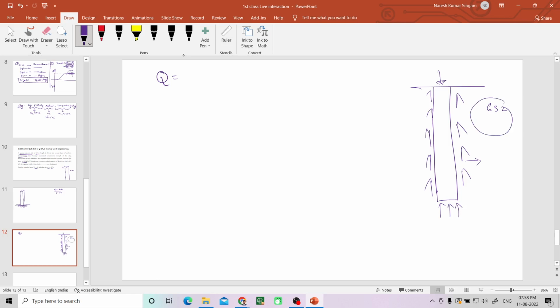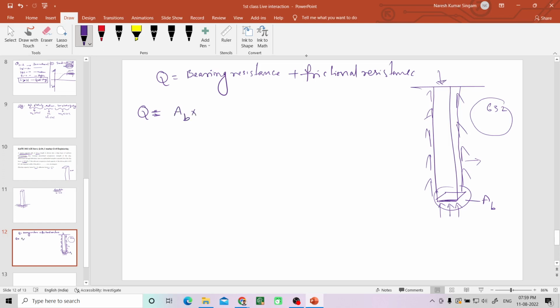Now from this concept you can write the formula. One is bearing resistance plus frictional resistance. From both it will have the capacity. So from this we can derive the formula. For bearing, the area is a square cross section, right? So there is some area here, let us take this as AB. Area into the pressure or the strength.